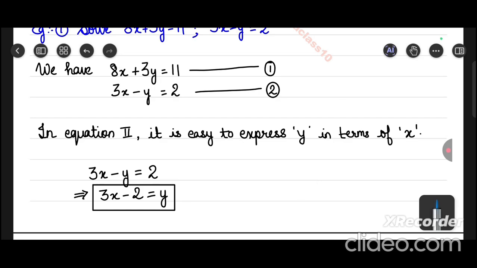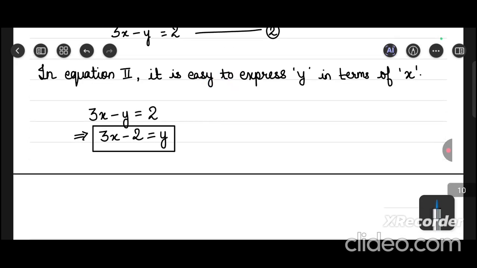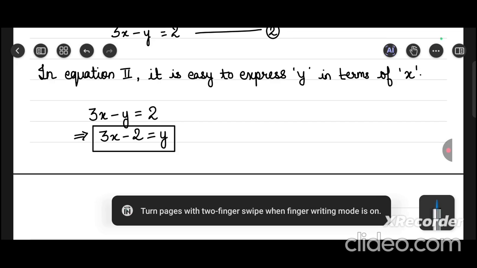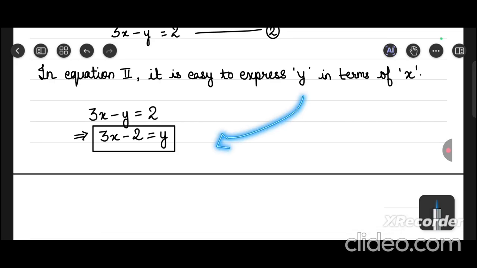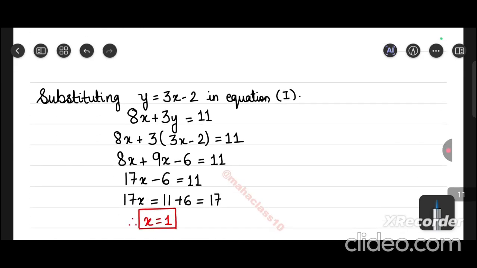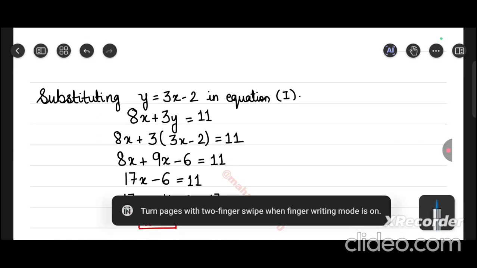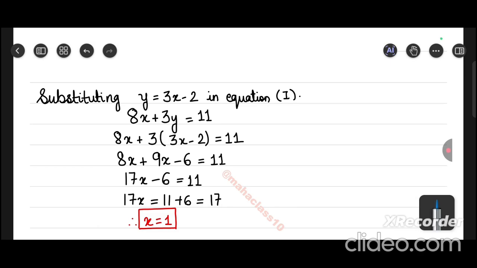Why is it easy to express y in terms of x? Because the coefficient of y in equation number 2 is 1. We have 3x minus y equals 2, so we are expressing y in terms of x. We isolate the variable y, so we have 3x minus 2 equals y. Now we shall substitute y equals 3x minus 2 in equation number 1.